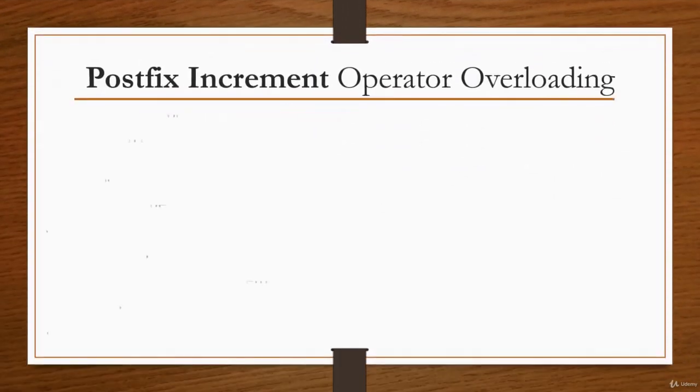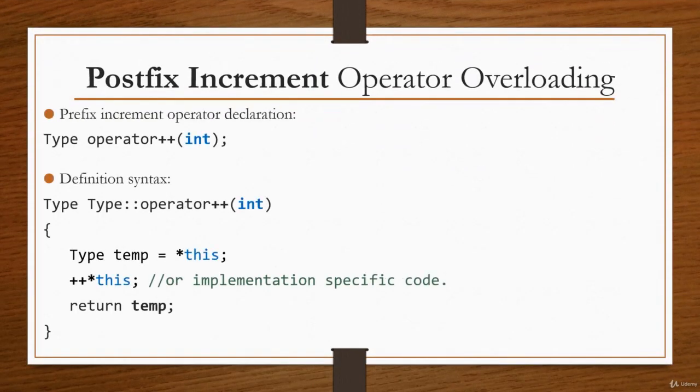Okay, next the postfix increment operator. You will see the declaration is similar, but in this case it has a formal parameter, an integer. That changes the signature of the function, okay, so that we can overload it. In other words, we can have both the prefix and postfix increment operators.